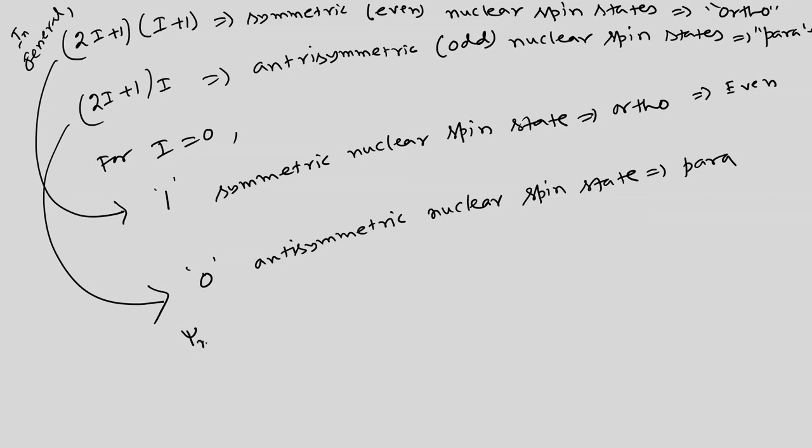So psi nuclear for oxygen is even, because there is no antisymmetric nuclear spin state for the O2 molecule. So for psi nuclear we get only even. Now we consider psi total. We discussed that psi total is psi electronic times psi rotational times psi nuclear spin state times psi translational times psi vibrational.